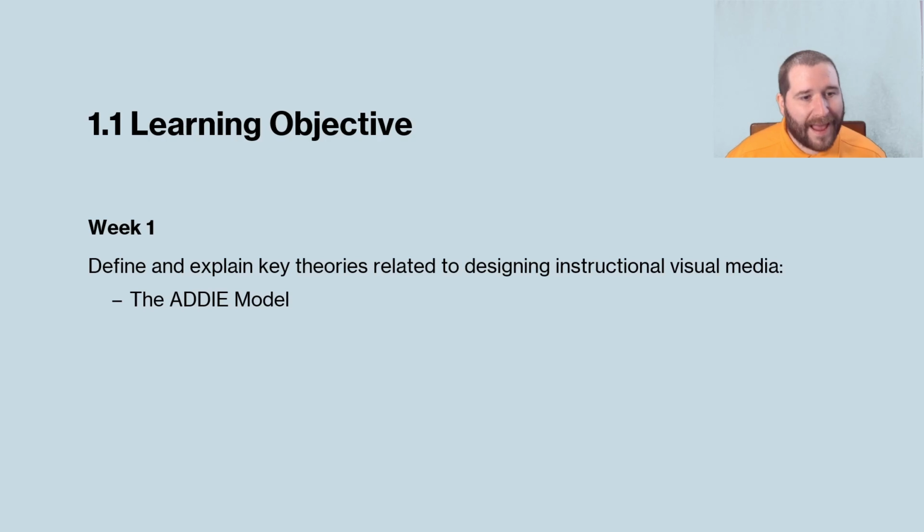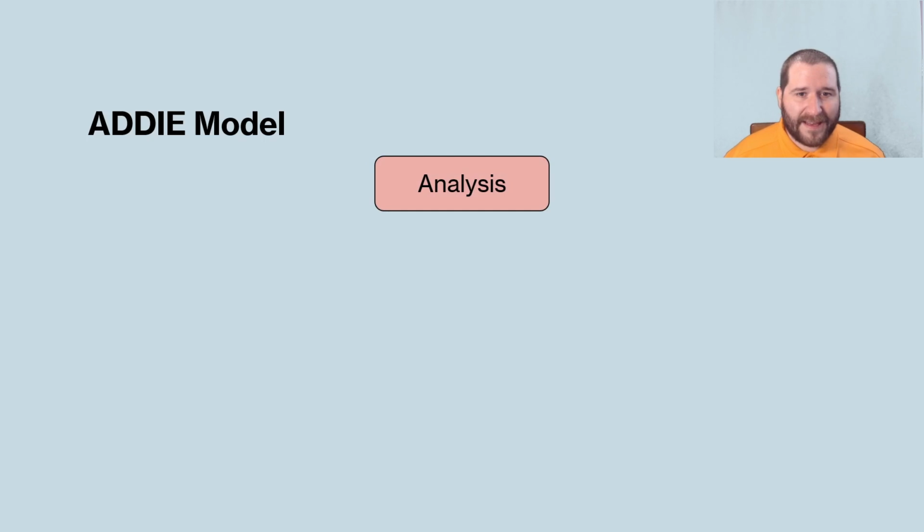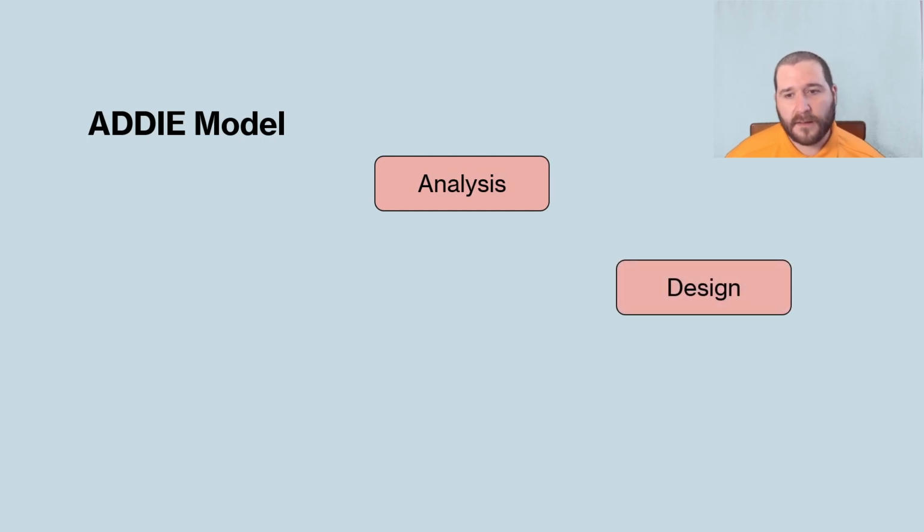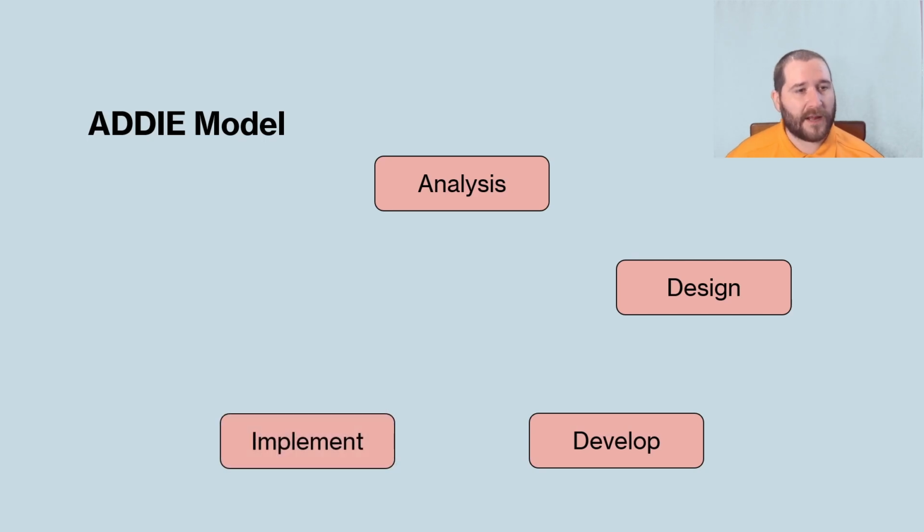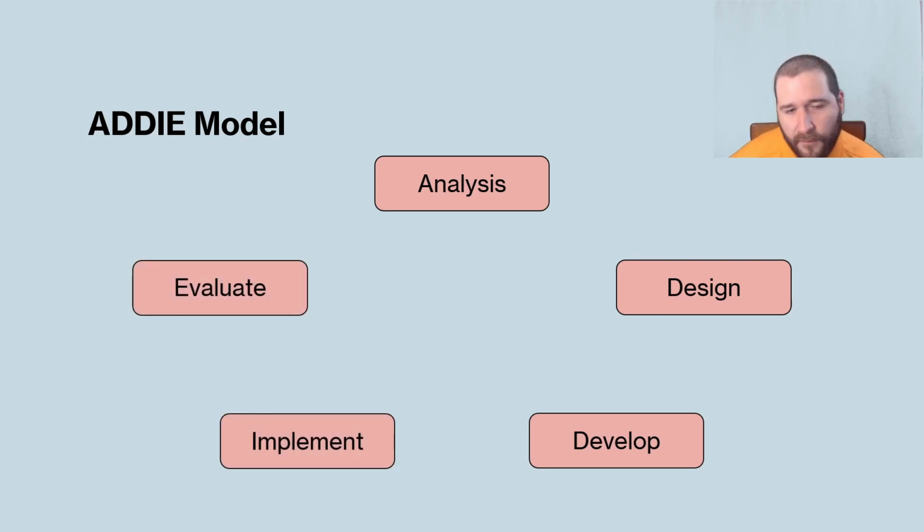Okay, and the way ADDIE starts, it is an acronym where the A stands for analysis, D stands for design and develop, I stands for implement, and E for evaluate. Okay, so these are 5 quick phases that you can go through whenever you're designing a course, designing instructional materials, designing a lesson.